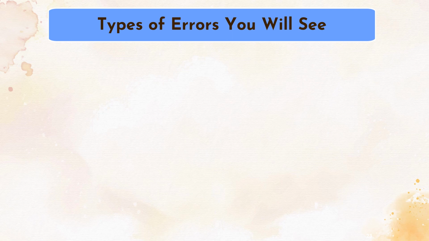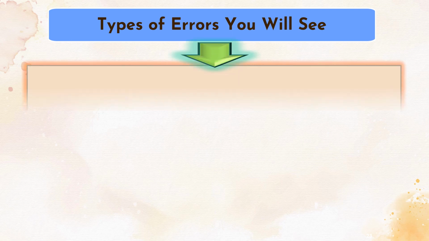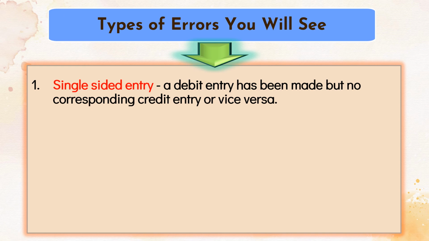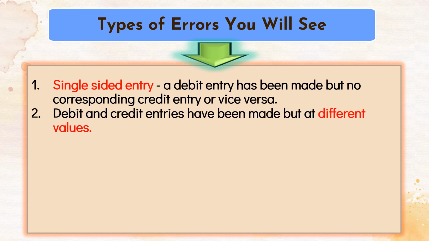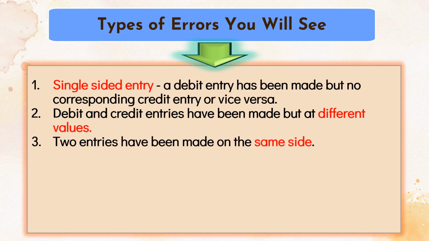Types of errors you will see. Number 1, single-sided entry. That is, a debit entry has been made but no corresponding credit entry, or vice versa. Number 2, debit and credit entries have been made but at different values. Number 3, two entries have been made on the same side.